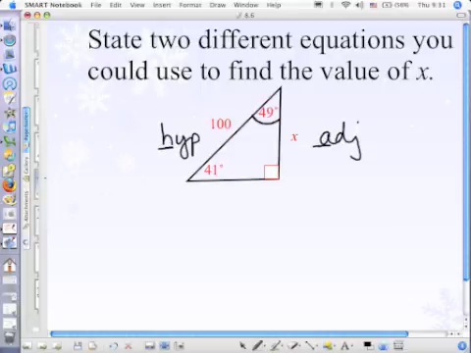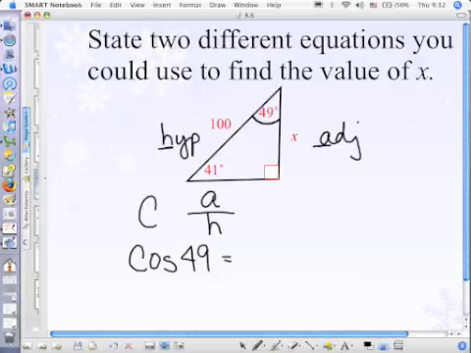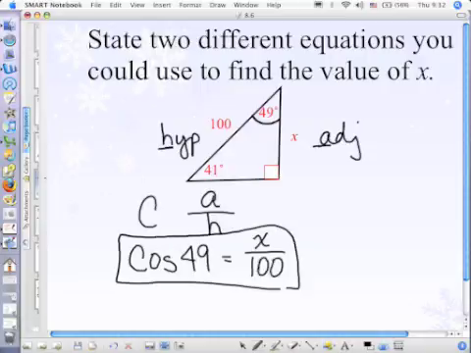Which one? SOH, CAH, TOA. CAH, C-A-H, stands for cosine adjacent hypotenuse. So the cosine of my angle, which is 49, is equal to the adjacent leg over the hypotenuse. And this would be our equation.